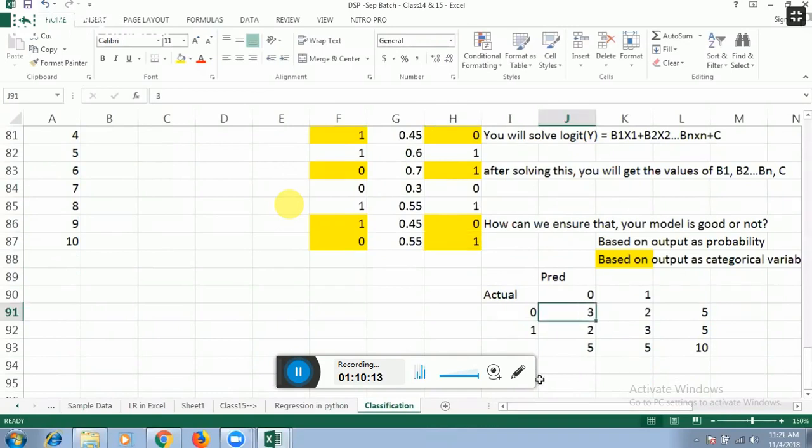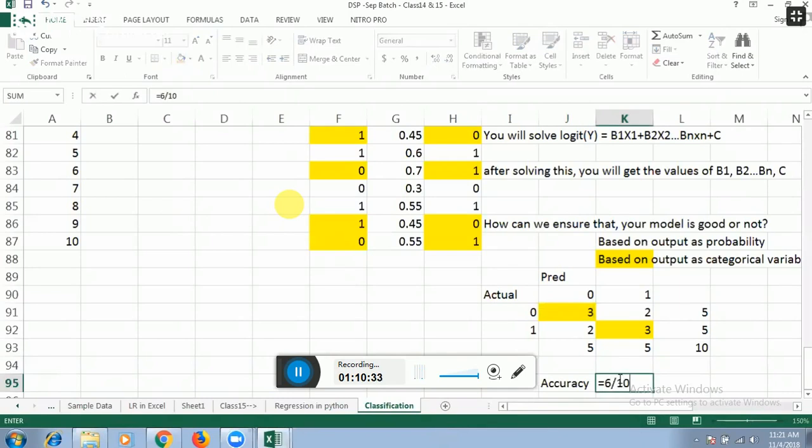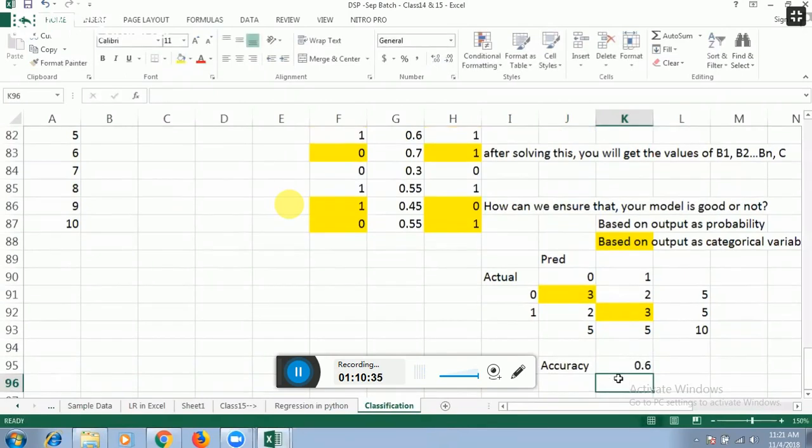Now in terms of the accuracy, how can we say that? How many zeros were correctly classified as zeros? How many ones were correctly classified as ones? So this one and this one are correctly classified. So what is my accuracy? 6 out of 10. Am I correct or not? So this is one simple metric you can think about.